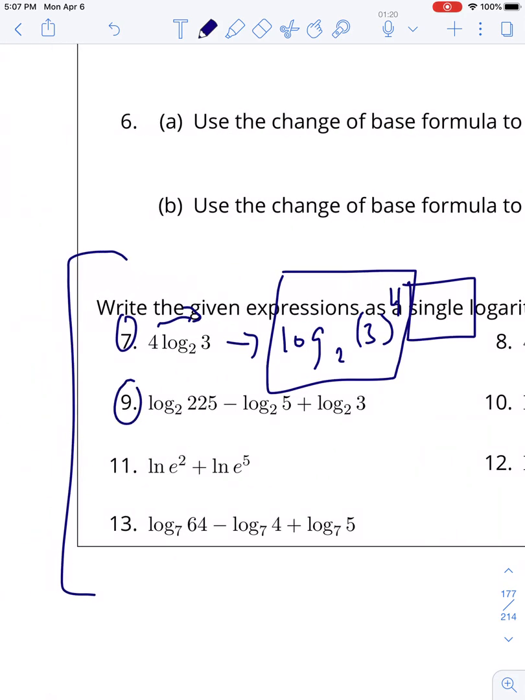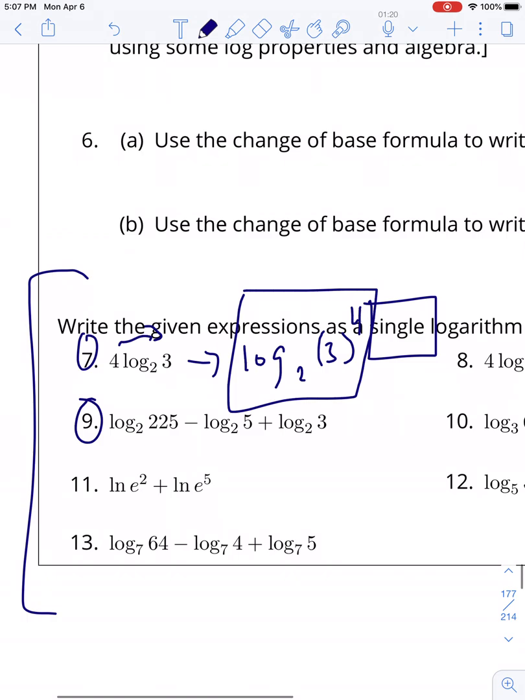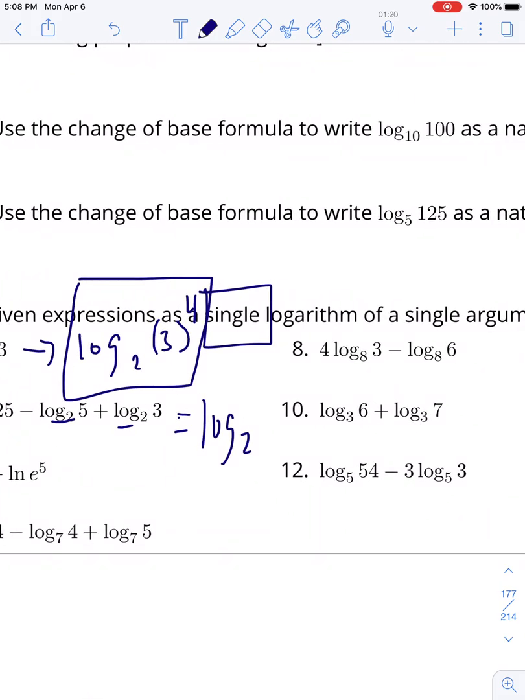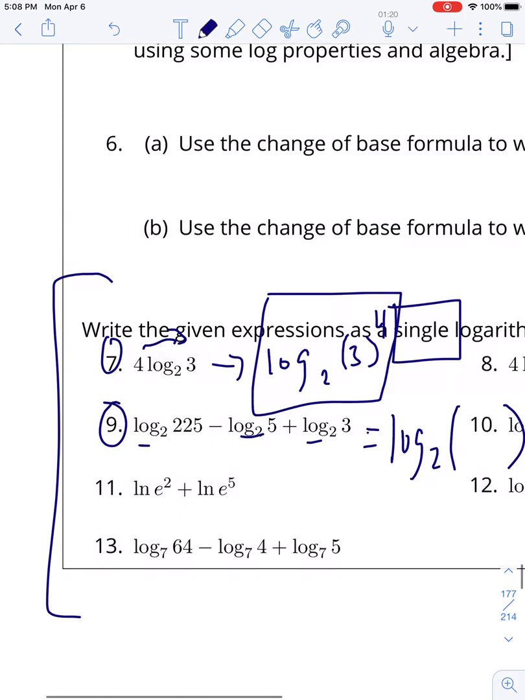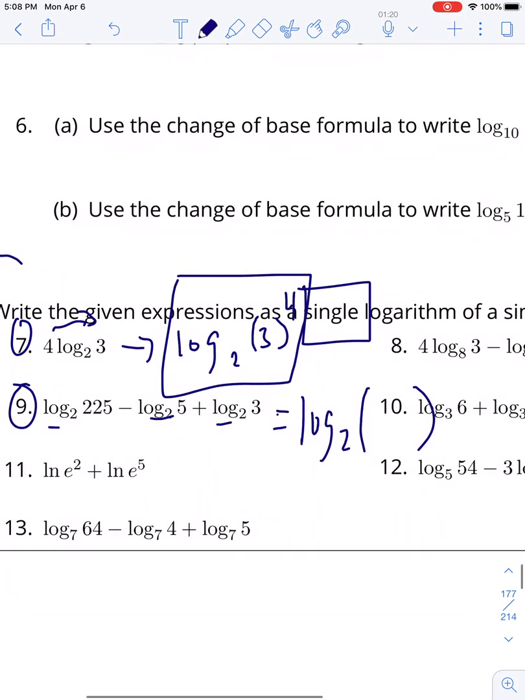Let's check out number 9. Now look here, we're trying to condense these down to one log. Notice there are 3 logs. So I know my result is going to come out to be a singular log, log base 2, because they're all log base 2. That's the only way you can combine logs, if it's the same logarithm. And so if I look at this, I have a positive log, a positive log. Those will go on top.